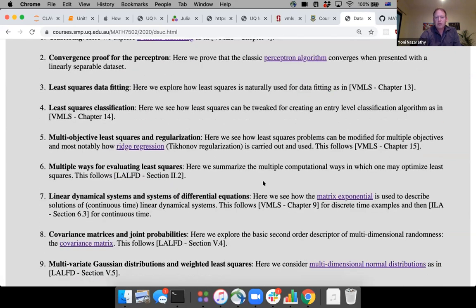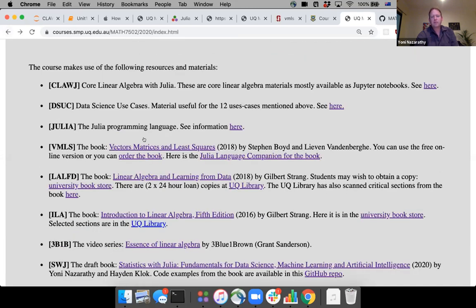Now, for certain ones, you have links to books, and those sections of the books should be available to you. They're either scanned by the library, or the book is free if it's VMLS. Okay, so this is VMLS chapter 9, that book is available, and this is a book ILA, Introduction to Linear Algebra, section 6.3, that's accessible, etc. So that's the second resource.